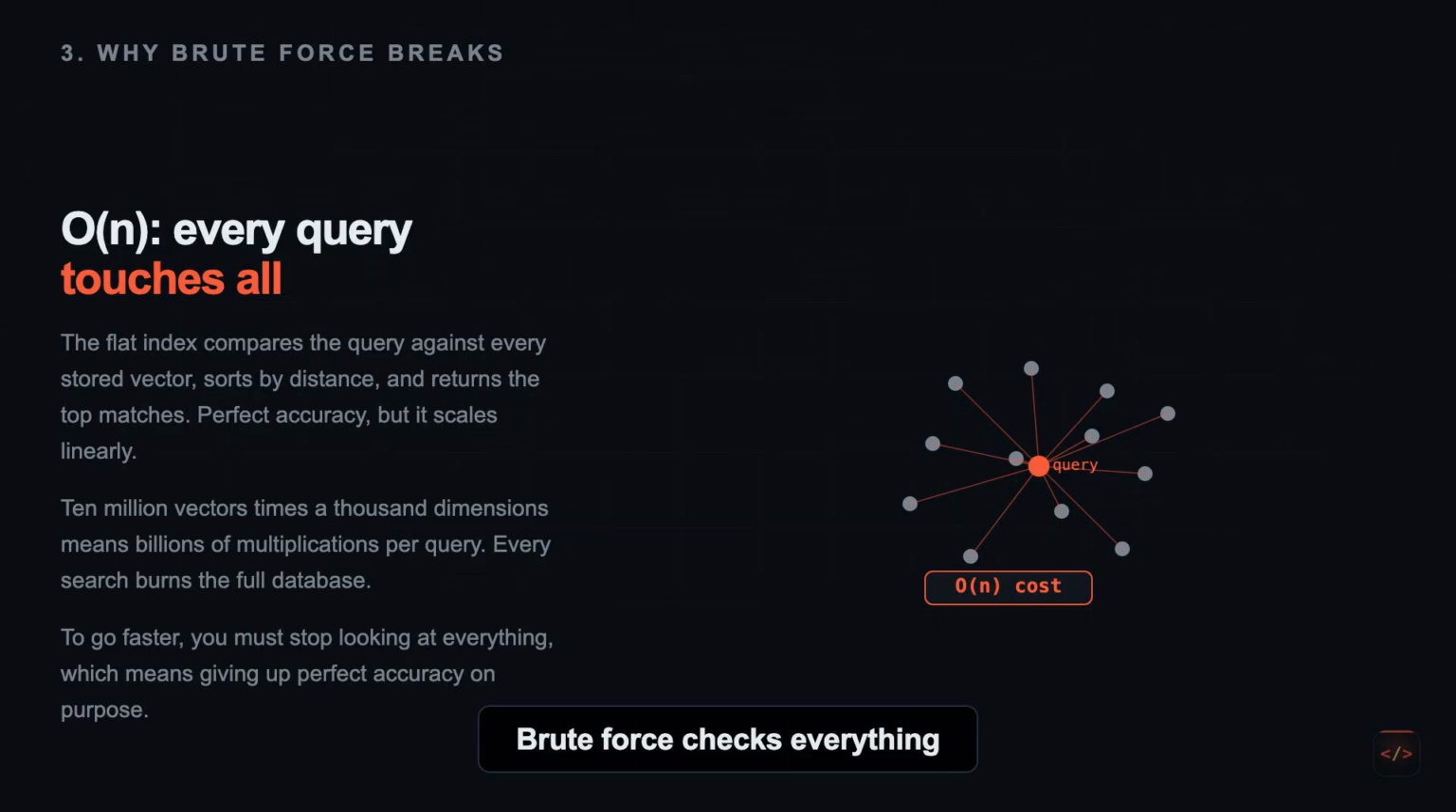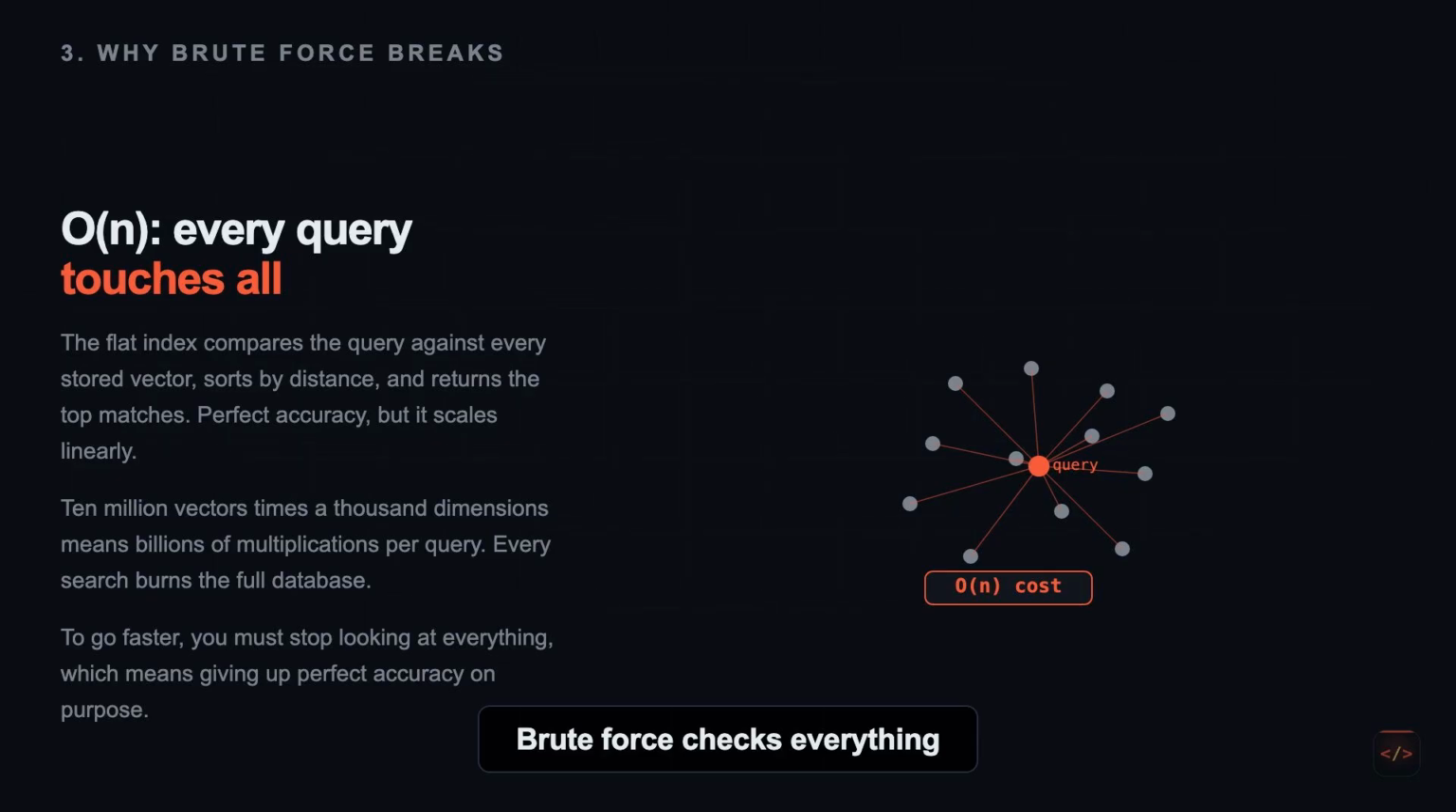The obvious approach in all of this is brute force, sometimes called a flat index. Compare the query against every single stored vector, sort by distance, and then return the top few. It is simple and perfectly accurate for a few thousand vectors, but as the data scales, the problem also scales. Every query touches the entire database.